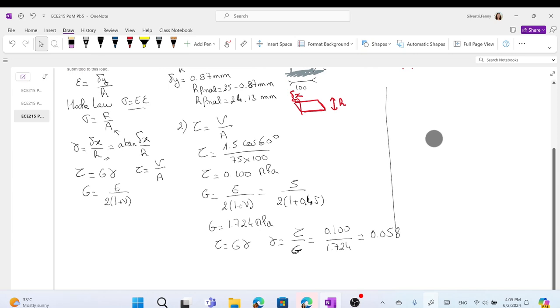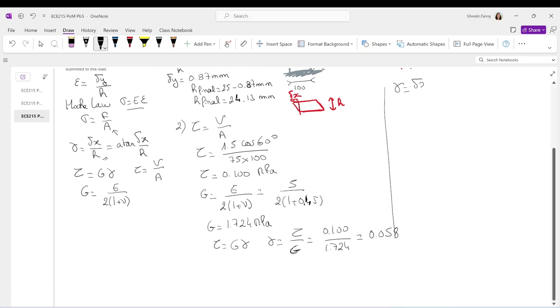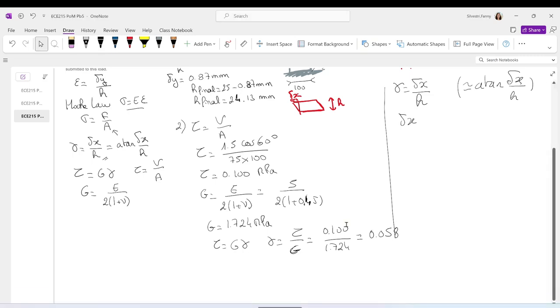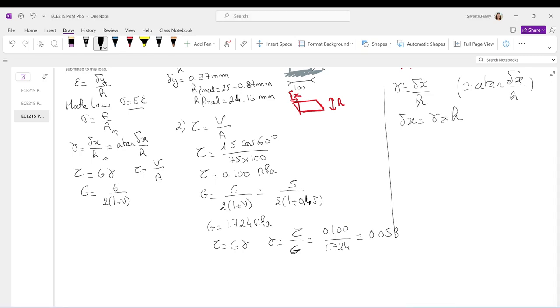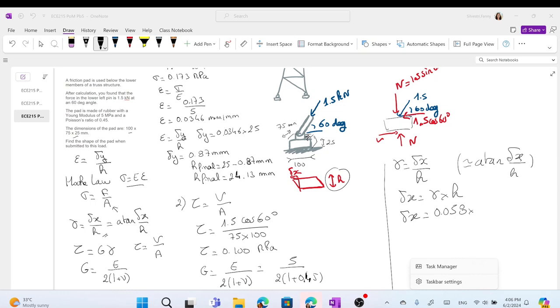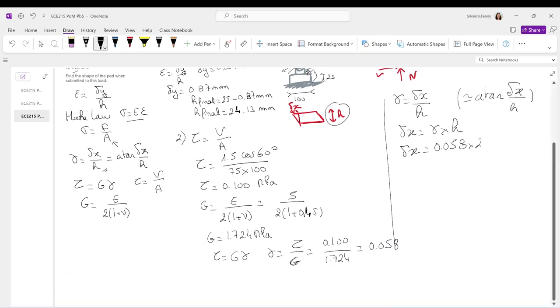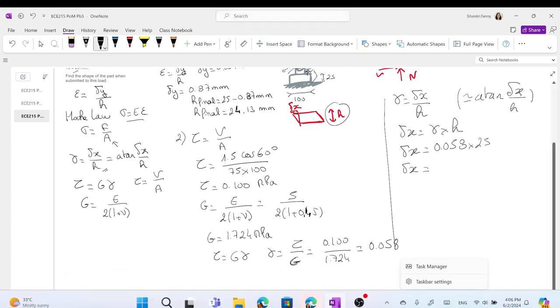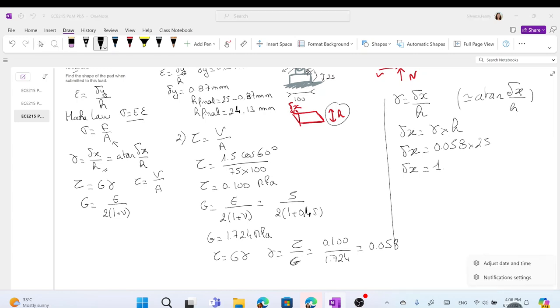Let's say that gamma equals delta x divided by h, because we want to find delta x. This is about to be a tangent of delta x divided by h. You can make the calculation with the tangent, but let's do it without the tangent. You will see that it gives us almost the same thing. So delta x equals gamma times h. So delta x equals 0.058 times h, which is 25. Delta x equals 1.45 millimeter.